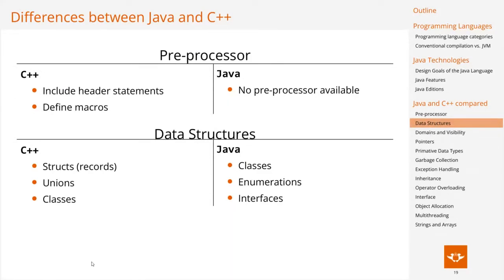Hash if def. You remember that? Hash if def? Because when you include your header file, you don't want it to be included multiple times. So you had a hash if def, and then a hash define, and then a hash end if. All of those are called macros.